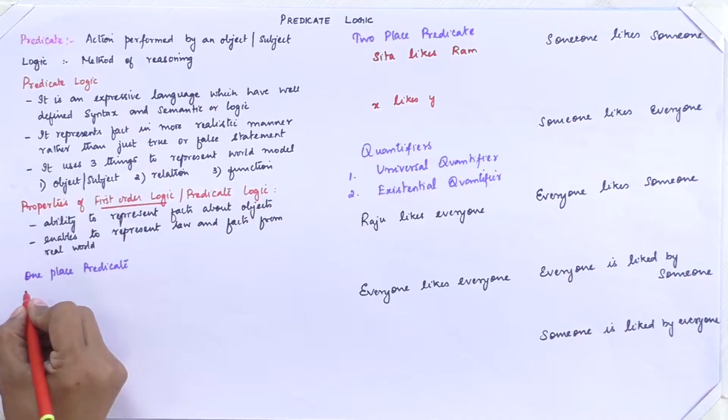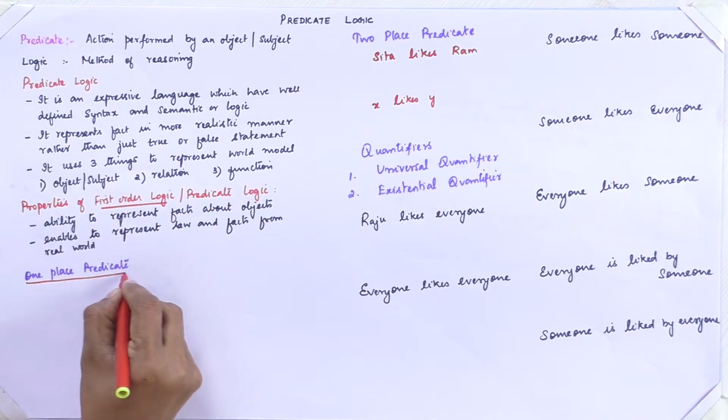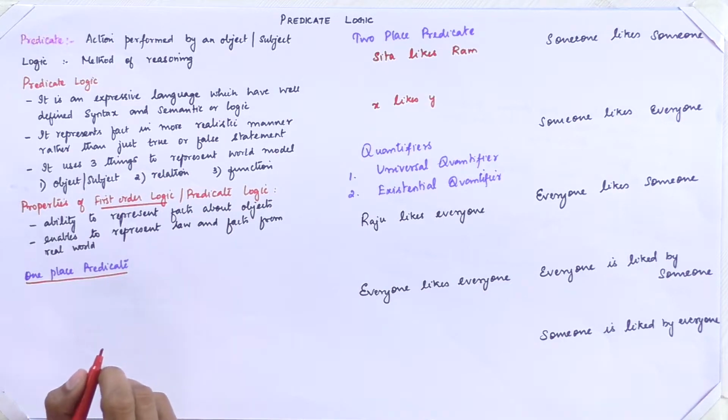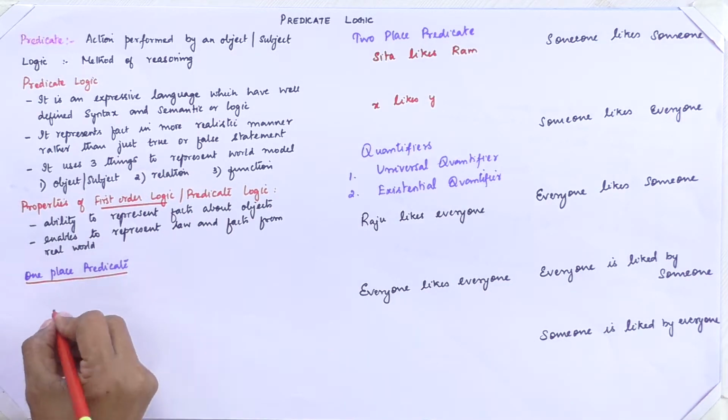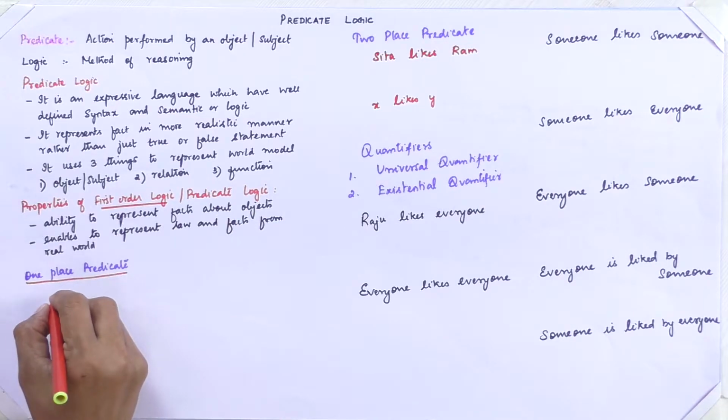Two place predicate means we will have a predicate in between two subjects or in between two objects. So that's the difference between the one place predicate and the two place predicate. As soon as a statement is given to us, we should be in a position to identify whether it is a one place predicate or two place predicate or three place and so on. Right. So now look at this, one place predicate. One place predicate means we have only one subject or object with the predicate. So I can say, for example, Zahir is a bowler.